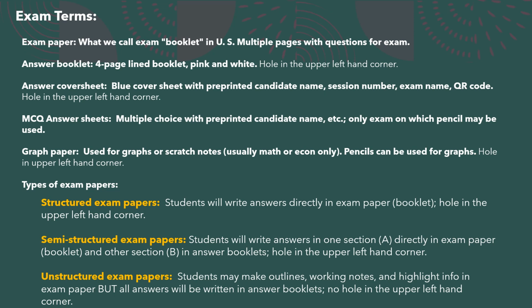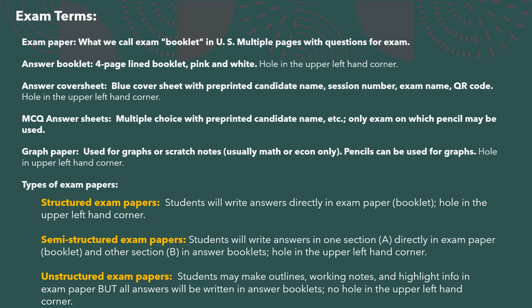The types of exam papers are a structured exam paper where students will write answers to the questions directly in the exam paper, so in the booklet, and there is a hole in the upper left-hand corner. Then there is a semi-structured exam paper, which is where students will write the answers in one section of the exam, usually section A, directly on the exam paper in the booklet. And then the other section, section B, will be answered in answer booklets. And there is a hole in the upper left-hand corner of a semi-structured exam paper.